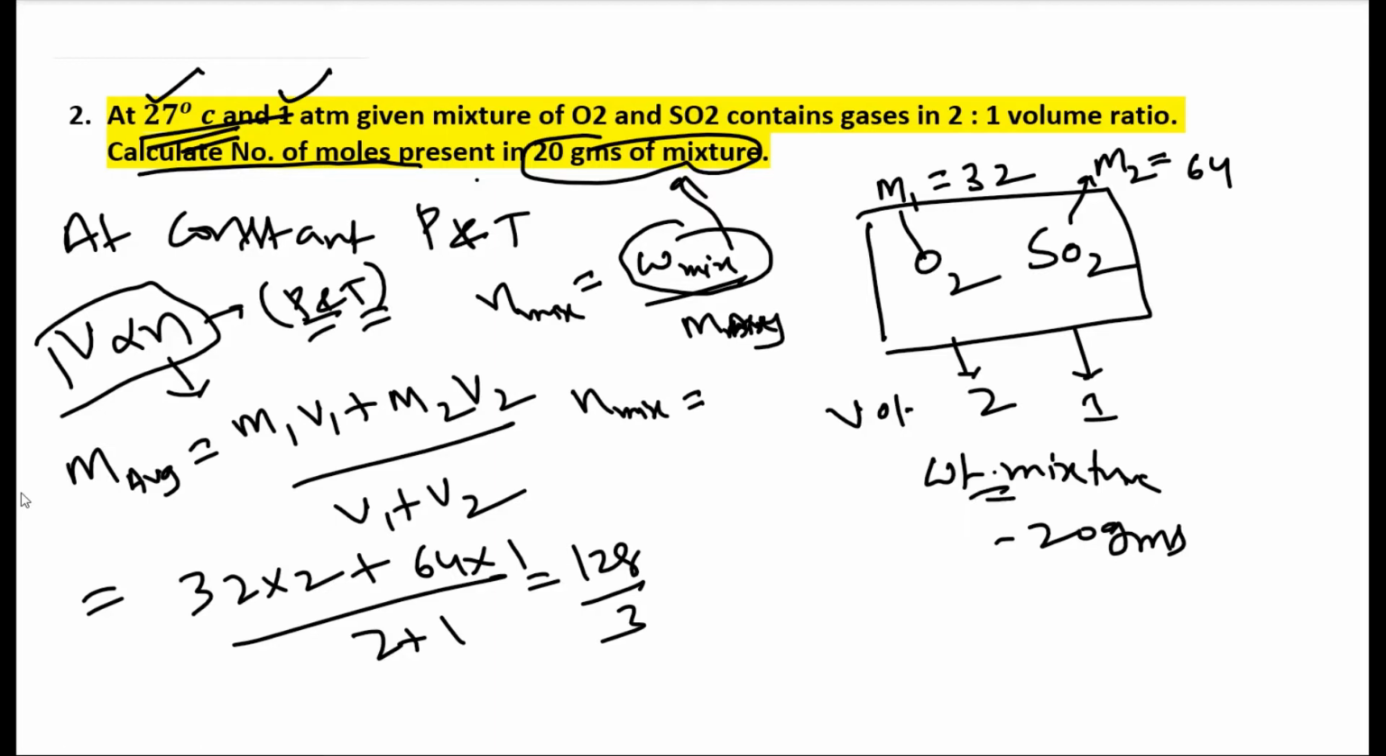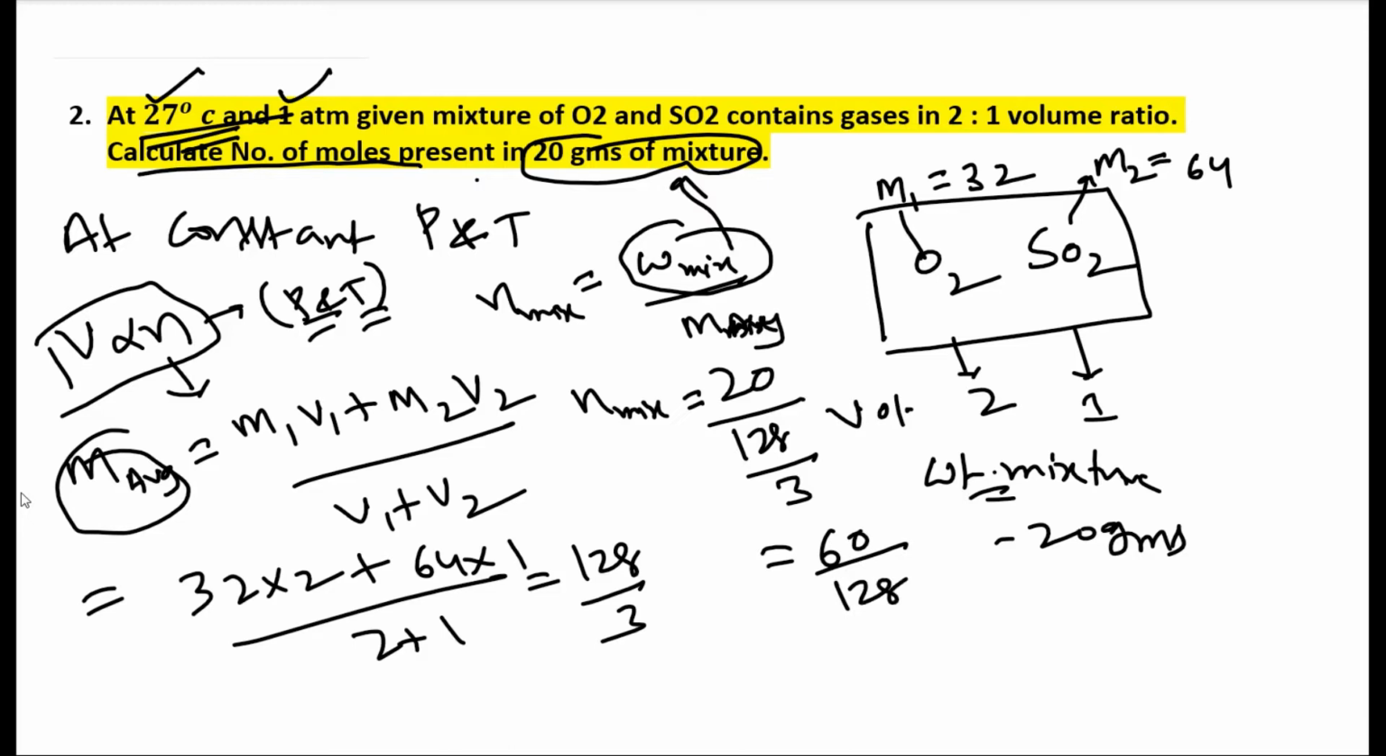Please closely observe, I told this in today's session only: molecular mass of the mixture means the average molecular mass. Just be clear, don't confuse. This is 128 by 3. So then you are getting 60 by 128, then you are getting 0.46. This is our answer. This is the explanation for the second problem.